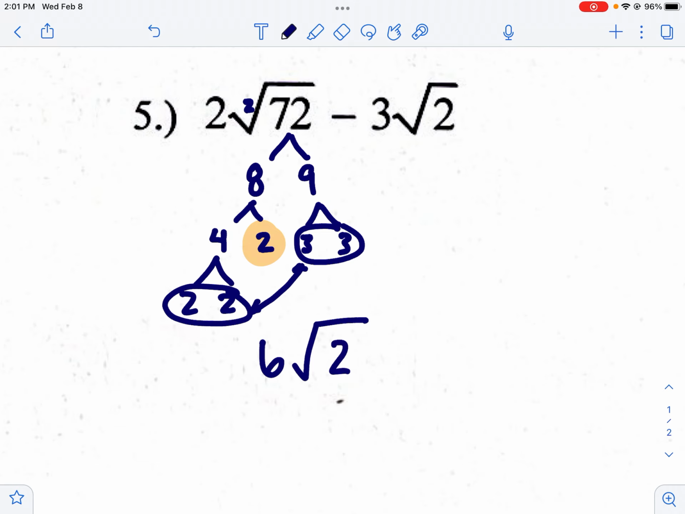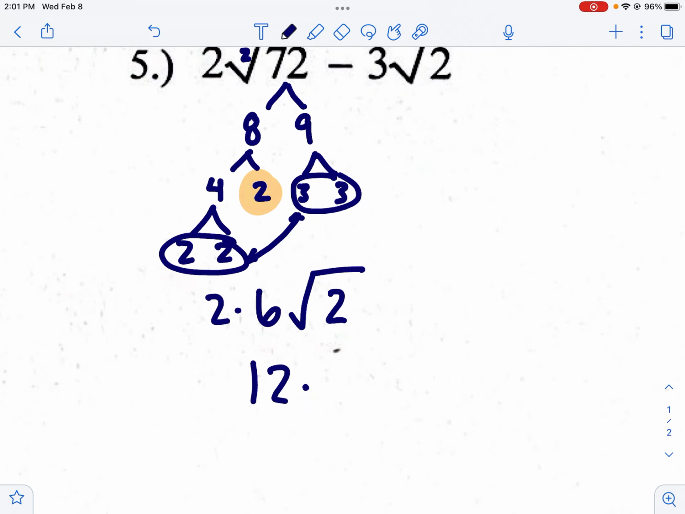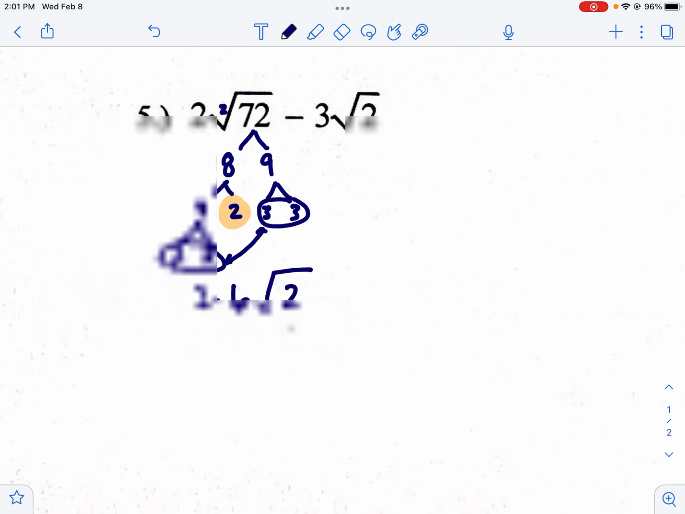Another thing that you had to recognize is the fact that this radical right here already had a 2 out in front. So it's essentially 2 times this. So in other words, it's 2 times this. So I had to multiply by 2. So this became actually 12 radical 2.